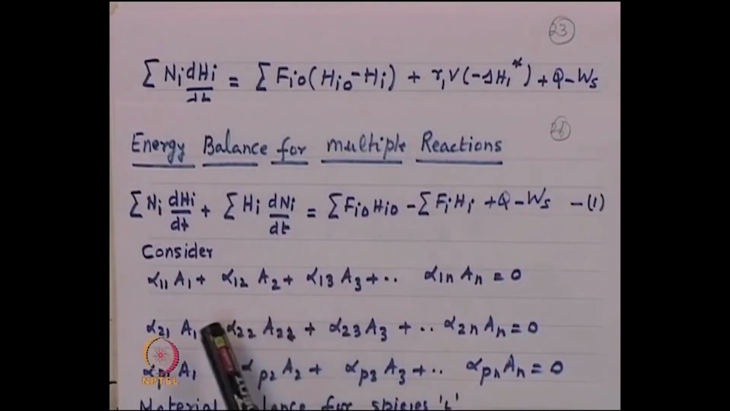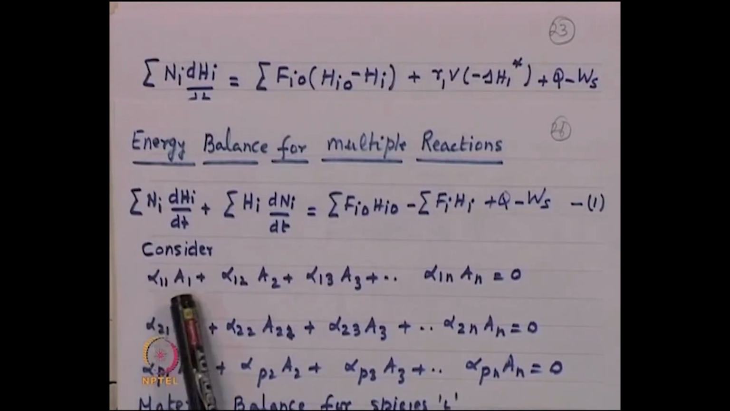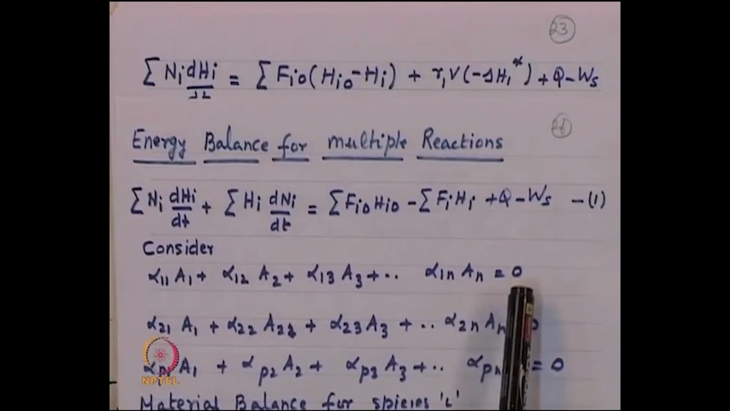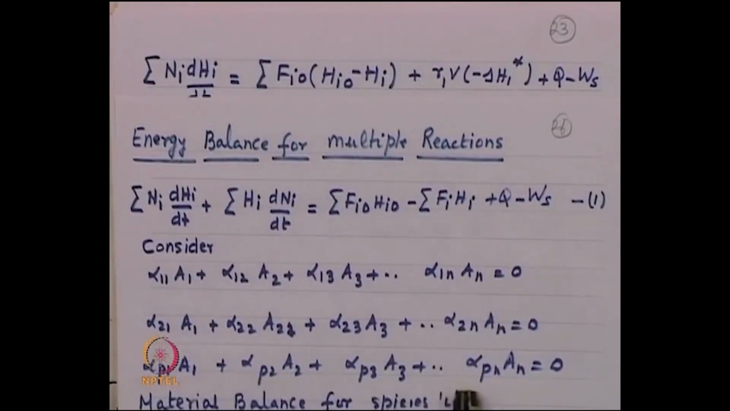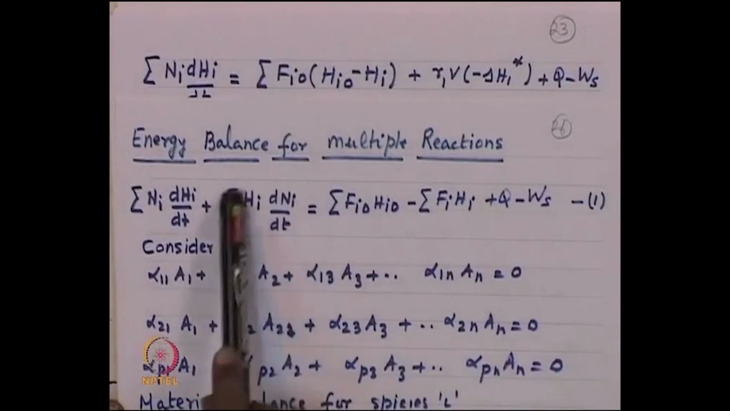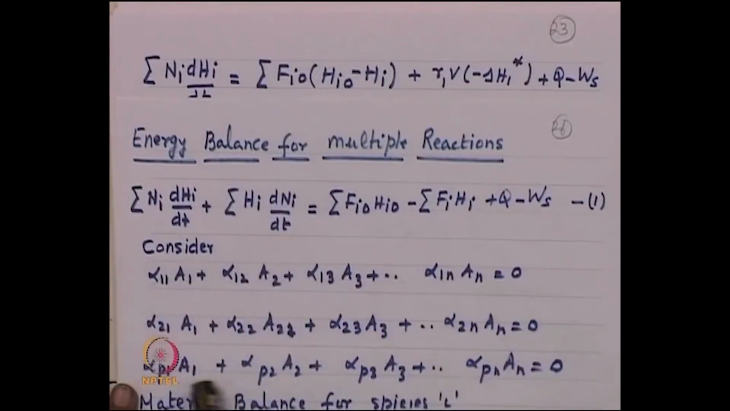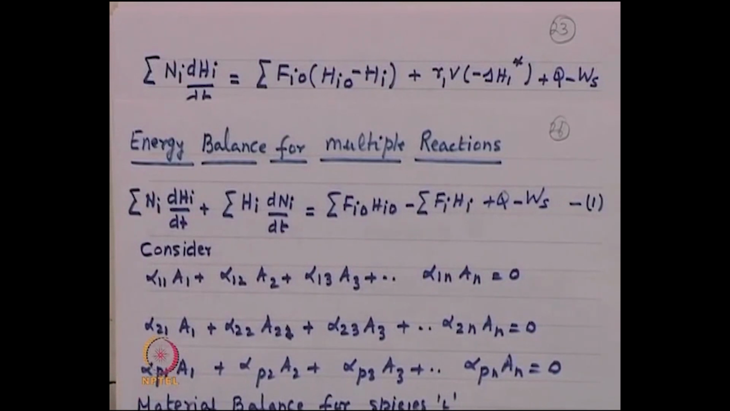We recognize that we have p reactions, alpha 1 A 1 to alpha 1 n, similarly alpha p 1 A 1 to alpha p 2. There are p such reactions taking place in our stirred vessel. So, what we want to do is generate this term Hi dni by dt for the case of multiple reactions. How do we do that? We do that by writing the material balance for the ith species, input output.